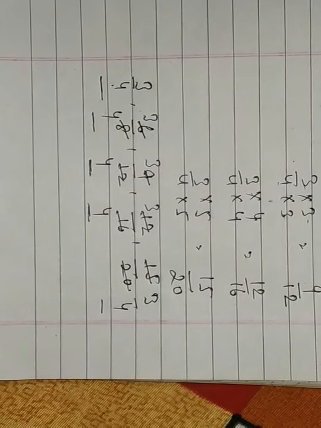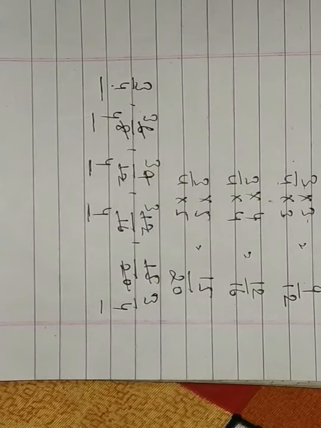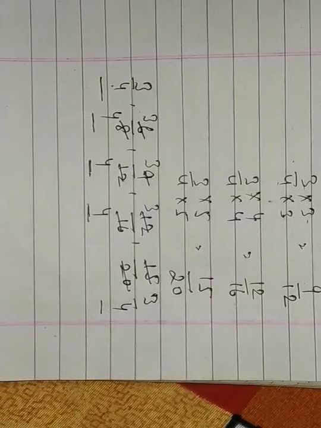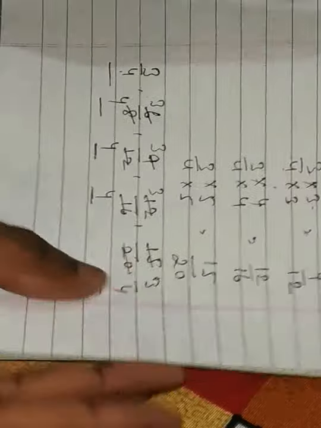So the number or the fraction which is obtained by multiplying the numerator and denominator by the same non-zero number, then the resulting fraction is known as equivalent fraction. Let's take one more example.